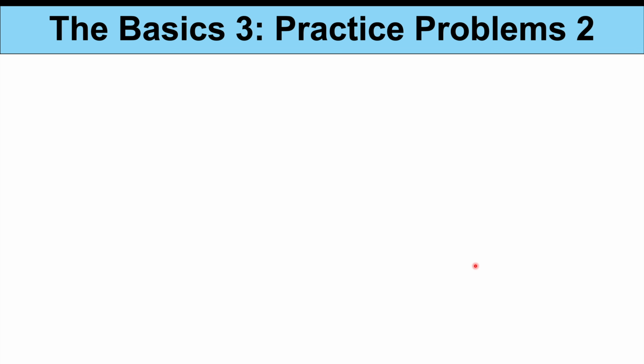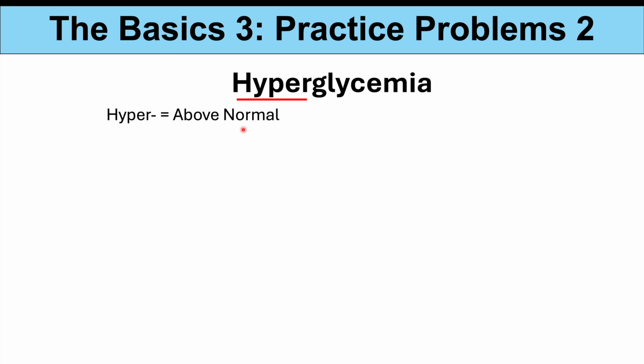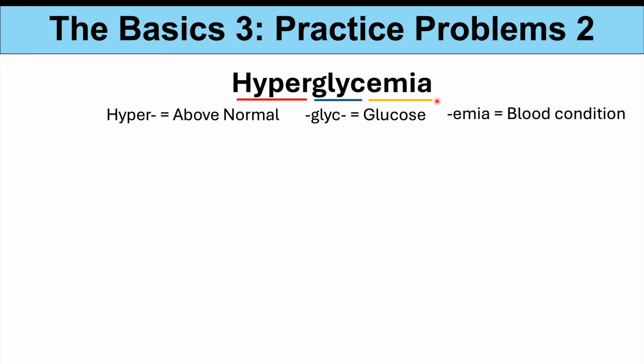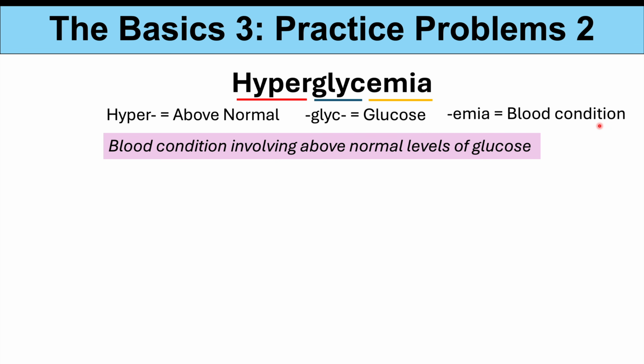The next practice problem we're going to look at is hyperglycemia. So you might have heard of this term before, but let's break it down for practice. So the prefix hyper refers to above normal. Glyc or glyce refers to glucose, and emia is a suffix specifically related to a blood condition. So if we put this all together, hyperglycemia is a blood condition involving above normal levels of glucose.